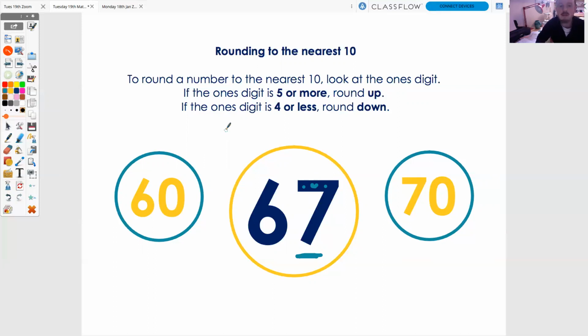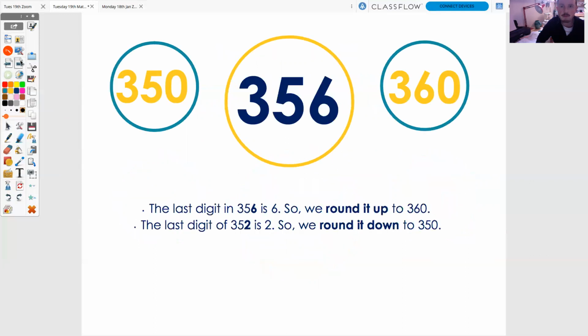Well, in this instance, 67, the nearest 10s to 67 are 60 or 70, okay? So we look at the ones column and we think, is it 5 or more? Because then it will go up. Well, it's 7, so it is 5 or more. So we're going to round up, and the answer is 70. So 67, rounded to the nearest 10, is 70. Let's have a look at the next one.